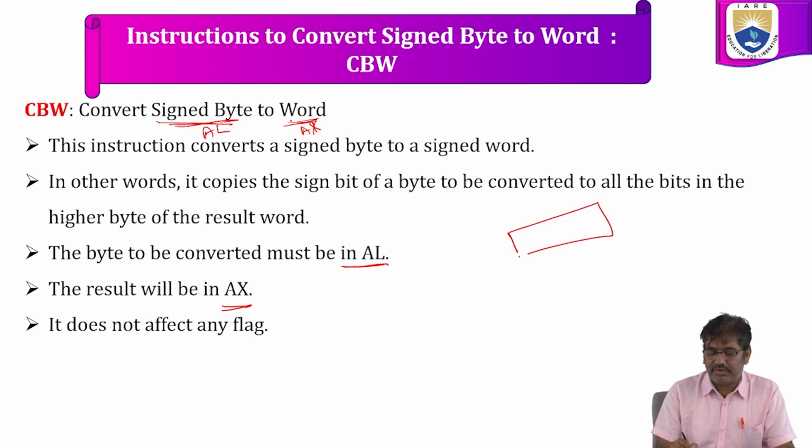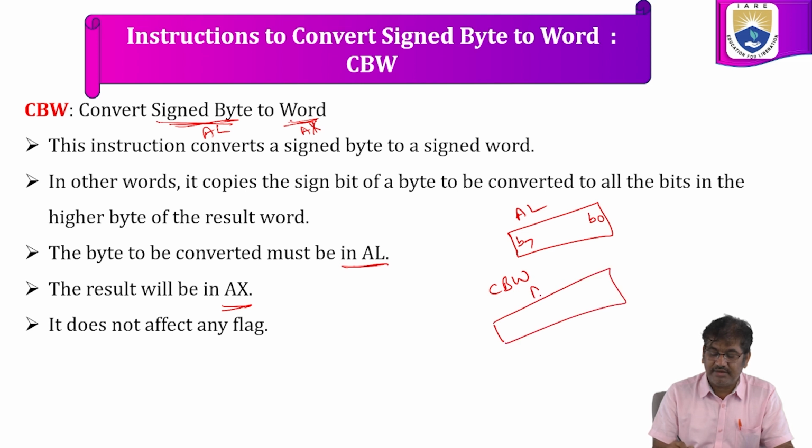So before using this instruction, let us consider AL will have some binary value, which is 8 bits from B0 to B7. After CBW, we don't specify any operand because it is a zero operand instruction. The implicit operand is only AL. After executing this, the result we can see in the AX register. Out of this AX register, AL will contain the same data, that is B0 to B7, whereas in the AH register, in each and every bit position, B7 will be copied. In all the 8 bit positions of AH, B7 will be copied.